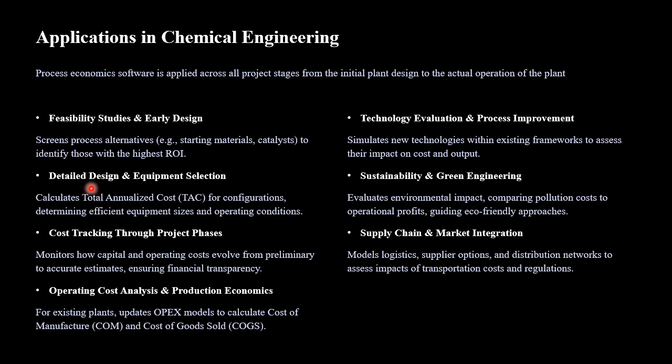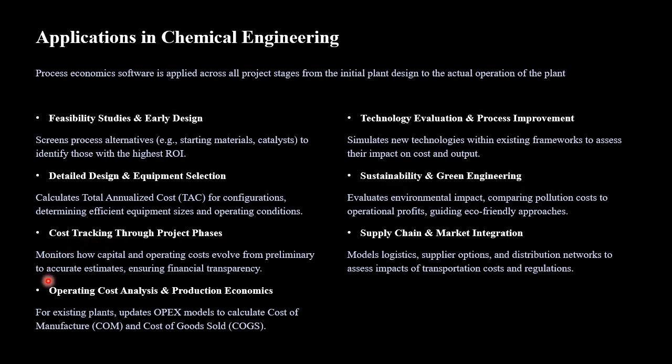So based on the different configurations from the feasibility study stage, process economic software can then calculate the total analyzed cost for the respective configurations and determine the most efficient equipment sizes and operating conditions. This then follows through to the cost tracking through the project phases, as the initial projections for costs are estimates and they are bound to change because of market volatility. So that's feedstock prices, catalyst prices may change, and thus process economic software is able to model these changes in prices and reflect them in the overall projection.